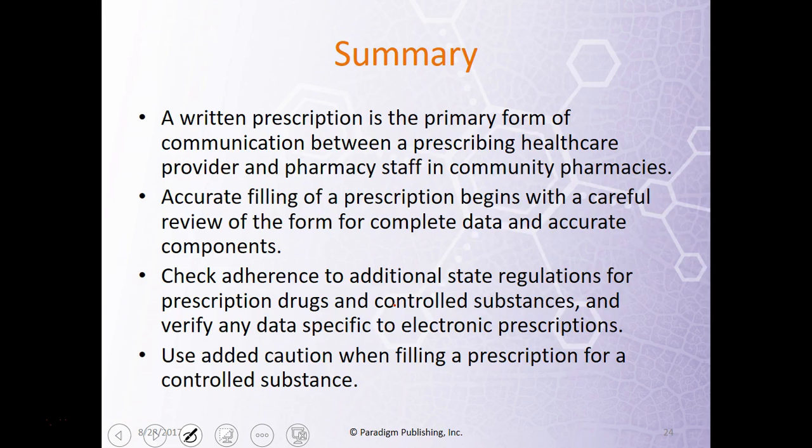So in summary, for Lab 6 in your textbook, a written prescription is the primary form of communication between a prescribing healthcare provider and the pharmacy staff. Accurate filling of a prescription begins with careful review of the form for complete data and accurate components. Check adherence to additional state regulations for prescription drugs and controlled substances, and verify any data specific to electronic prescriptions. And use added caution when filling a prescription for a controlled substance.